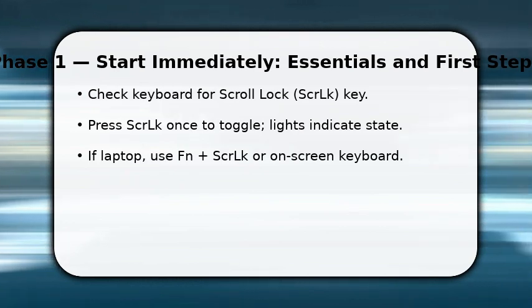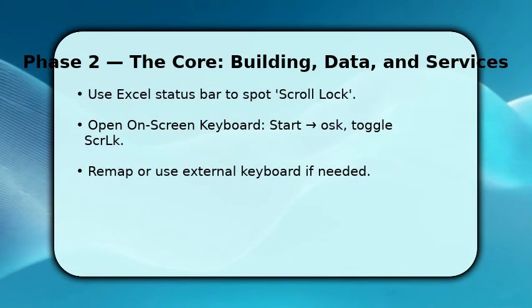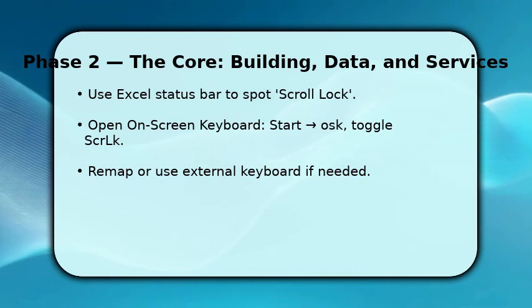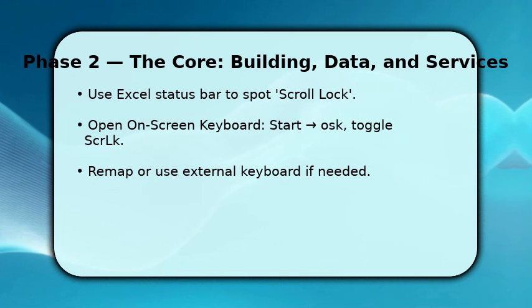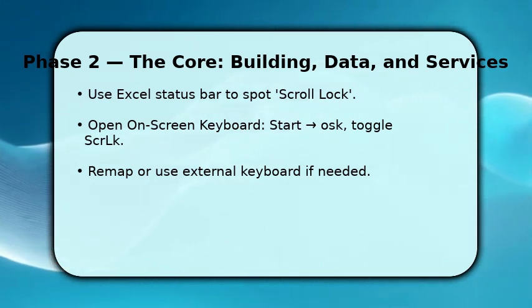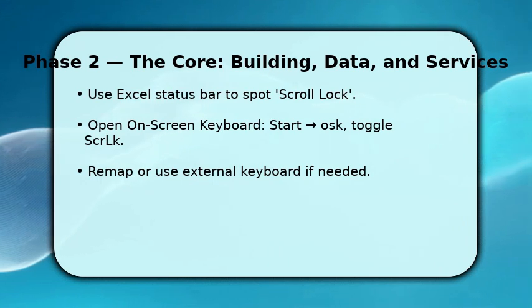If the simple key press didn't work, continue with alternatives so you can control Excel precisely. First, check Excel's status bar for a scroll lock indicator. That confirms the behavior. Then, open the Windows on-screen keyboard via Start, right arrow, OSK, and click the SCR-LK button to clear it. You can also plug in an external keyboard or temporarily remap keys using software when keys are missing.